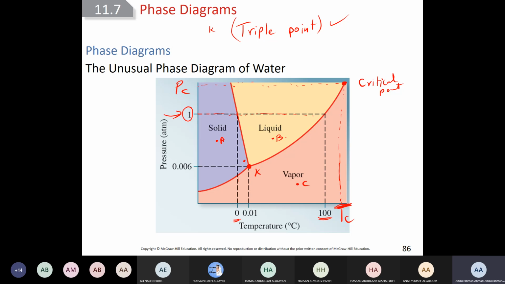Now, if I take point B and increase the temperature without changing the pressure, what will happen to B? Change to gas. Very good. If I am at point C and I increase the pressure without changing the temperature, what will happen to it? Change to liquid. Very good.